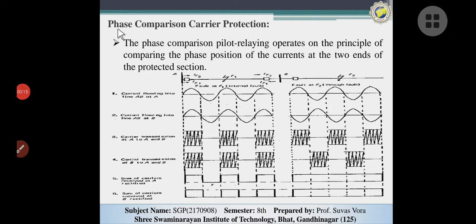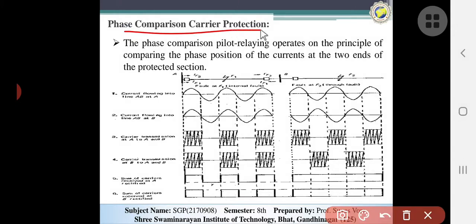The first topic we saw in the last lecture is phase comparison carrier protection. In this scheme, the input signal is compared with the leaving signal. It means the current going in and the current going out are compared, measuring the phase angle of the voltage and current.